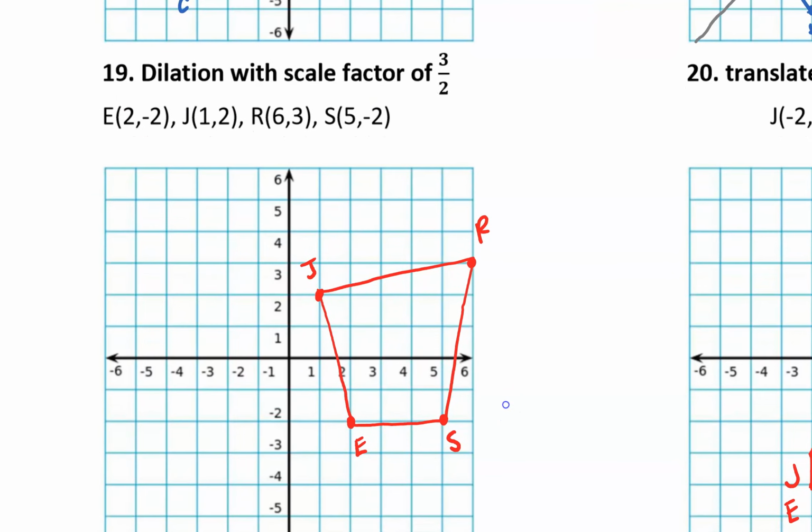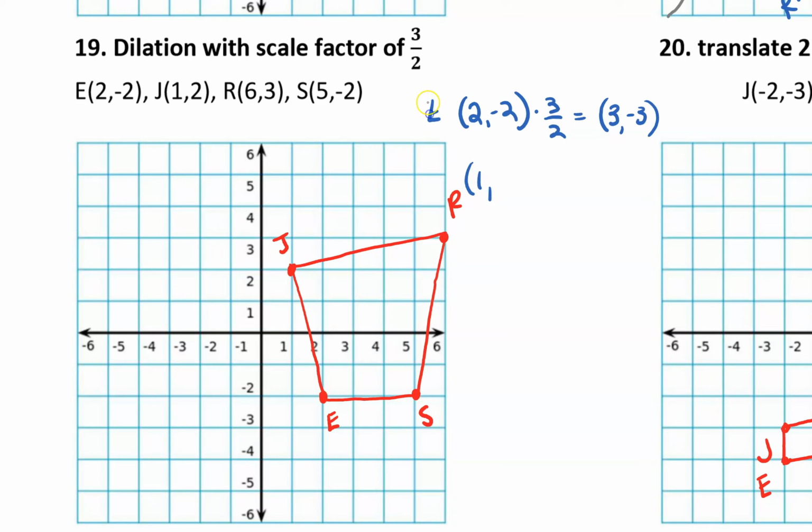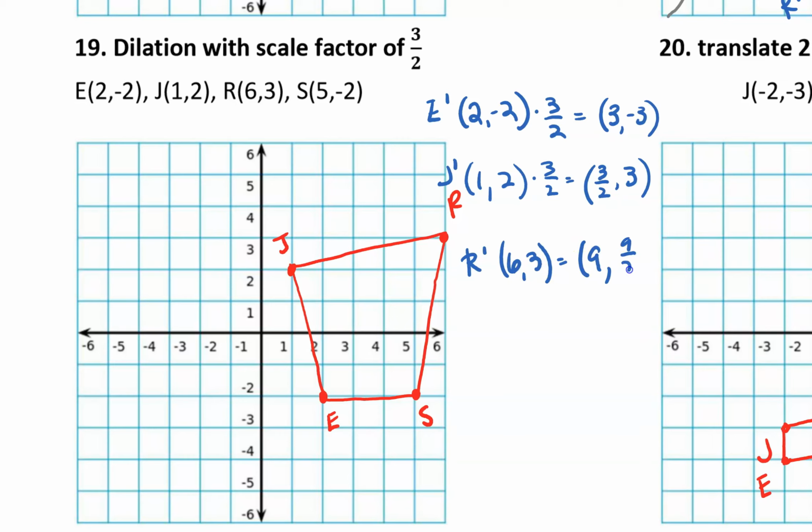All right, and then I'm going to do 1, 2. So this is E prime. 1, 2 times 3/2. Well, 1 times anything is itself, so 3/2, and 2 times 3/2. The 2's cancel out. I get 3, so that's J prime. R prime: 6, 3 becomes 3 divided by 2, that becomes 9. 3 times 3 halves becomes 9 halves.